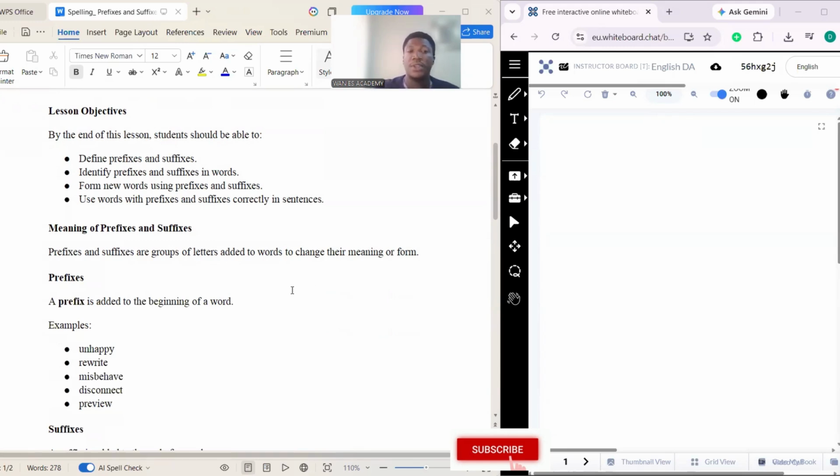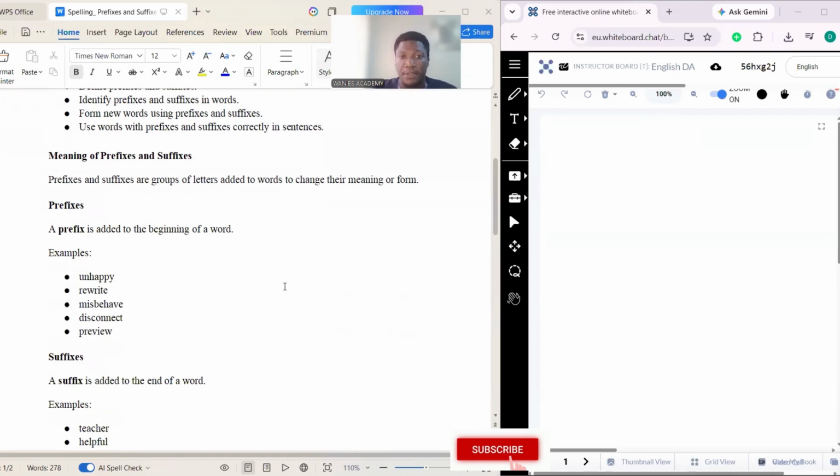For examples, unhappy. Un is added to happy to make it unhappy. Re is added to write to make it rewrite. Mis is added to behave to make it misbehave. Dis is added to connect to make it disconnect. Pre is added to view to make it preview.